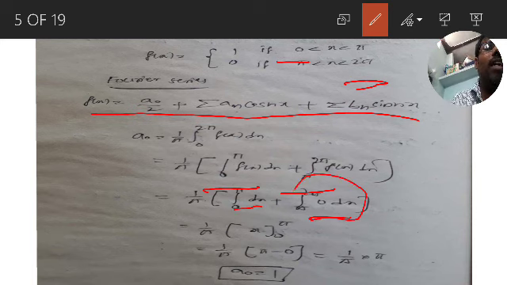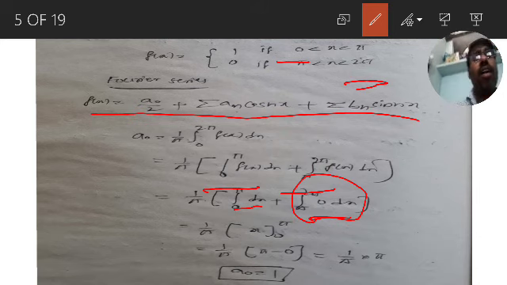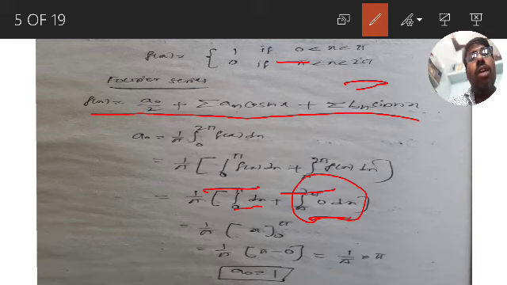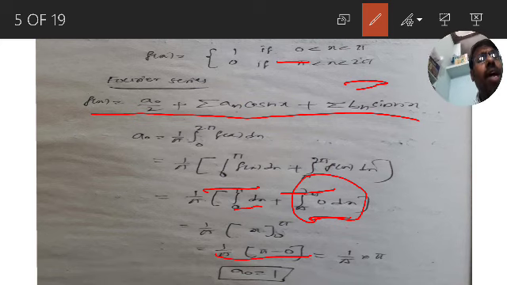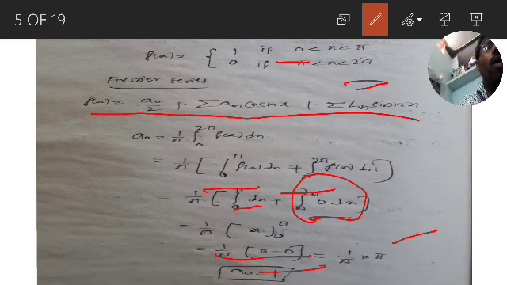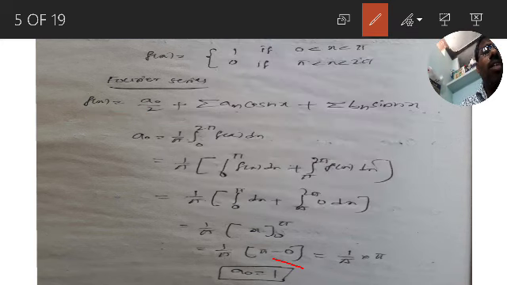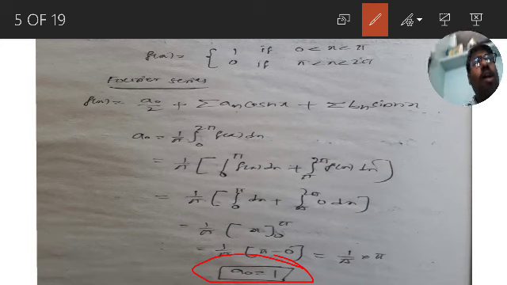So the second integral, which I have circled, becomes 0. No need to calculate. Now what is 1 by pi? Integration of dx is x from 0 to pi. Upper limit minus lower limit: 1 by pi into pi minus 0, 1 by pi into pi, this is 1. So a naught is equal to 1. Are you able to get it?